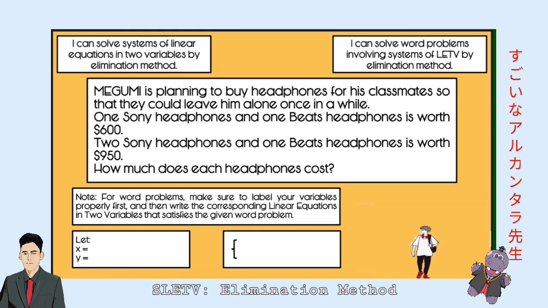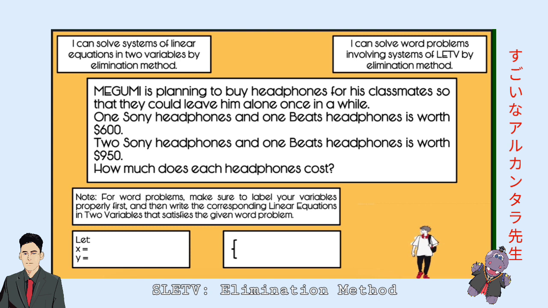So now we have a word problem. So again, we're just practicing these two skills all together. So we have here, Megumi is planning to buy headphones for his classmates so that they could leave him alone once in a while. So one Sony headphones and one Beats headphones is worth $600. Two Sony headphones and one Beats headphones is worth $950. How much does each headphones cost?